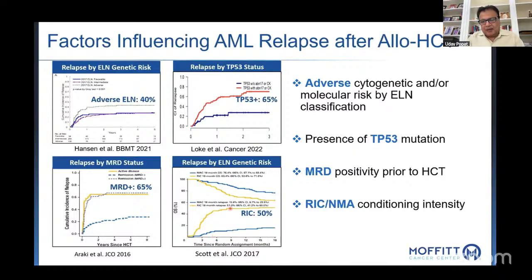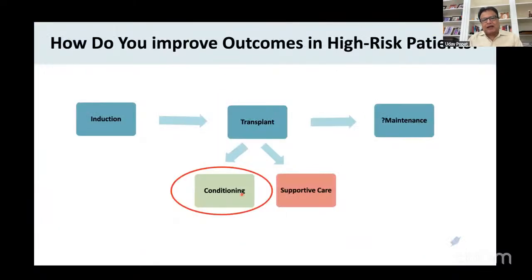It turns out that reduced intensity was associated with a very high relapse rate, and that translated into better survival, both overall and relapse-free survival. So the point here is that dose intensity is important. And if you can, as a transplant doctor, deliver higher intensity, that would be better. But a particular challenge is illustrated here.